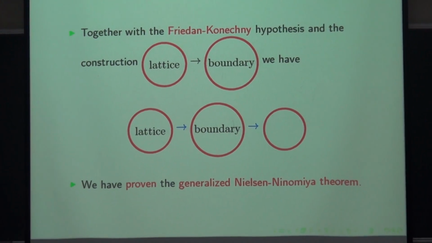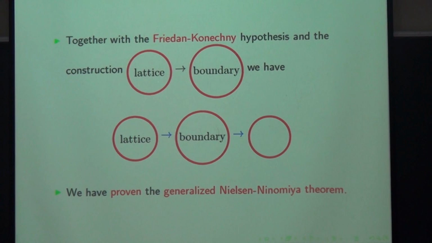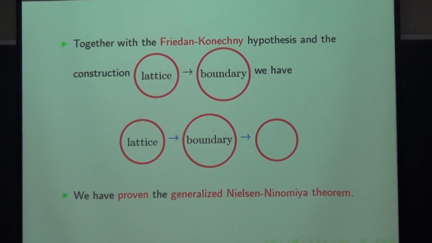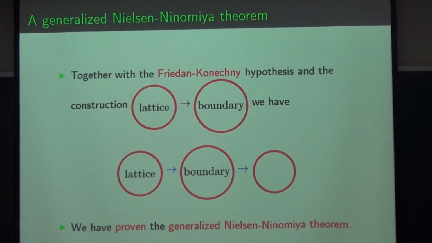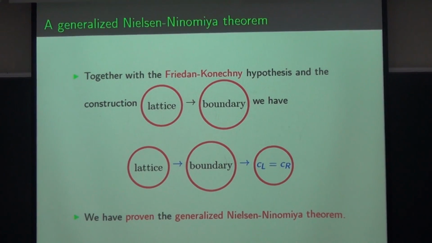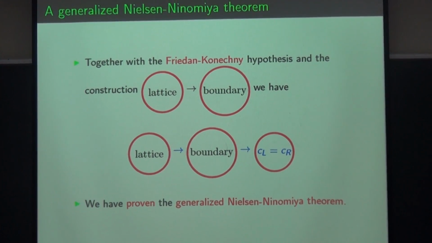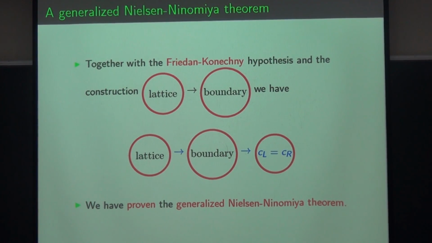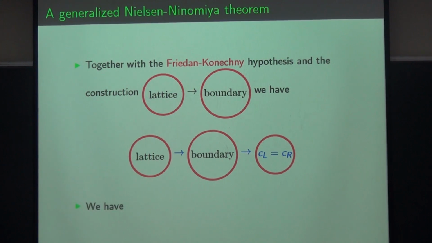So together with the Green connection hypothesis and the implication from the existence of a lattice formulation, the existence of a boundary, we can show that the existence of a lattice implies the existence of a consistent boundary condition, which implies C left is equal to C right. So we've proven the generalized Nielsen-Anomaly theorem.